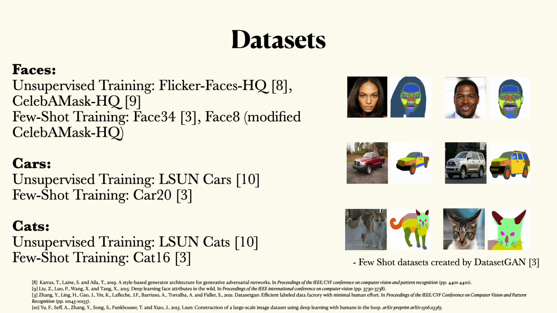We use Flickr Faces and CelebAMask for the unsupervised training dataset for the category of faces. For the downstream few-shot task, we use Face34, which is a few-shot part segmentation dataset released by DatasetGAN. We also use Face8, which is a modified version of CelebAMask. For cars and cats, we use the corresponding LSUN images for unsupervised learning. For few-shot segmentation, we again use the datasets released by DatasetGAN.